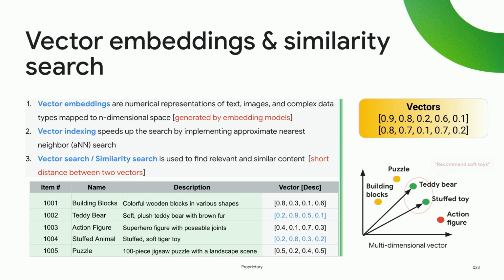But behind the scenes the machine understands it, and structures it in a way that when somebody asks, let's say, for a list of recommended soft toys, it knows that teddy bears and stuffed toys are part of soft toys. It won't show you a puzzle or building blocks or an action figure. That's the semantic understanding the machine has, and that's the power of vector embedding.